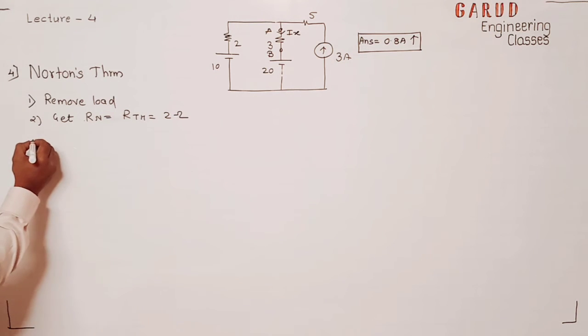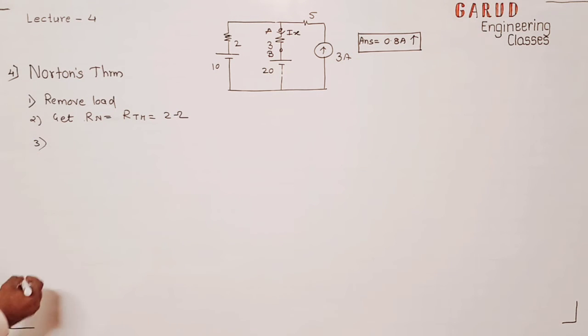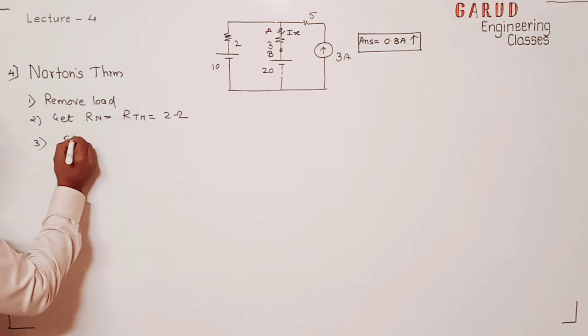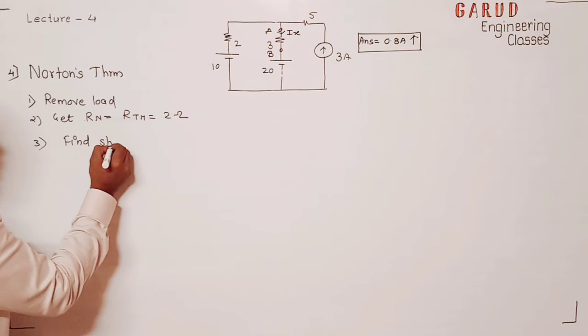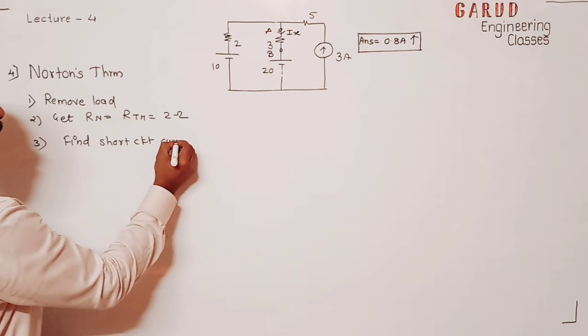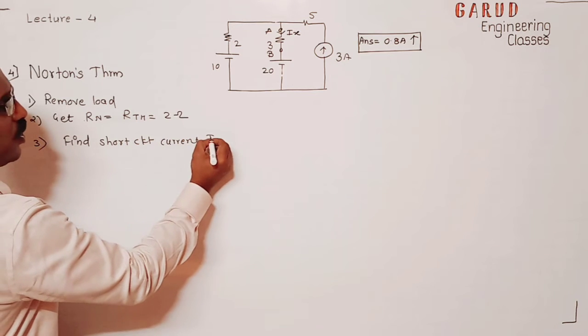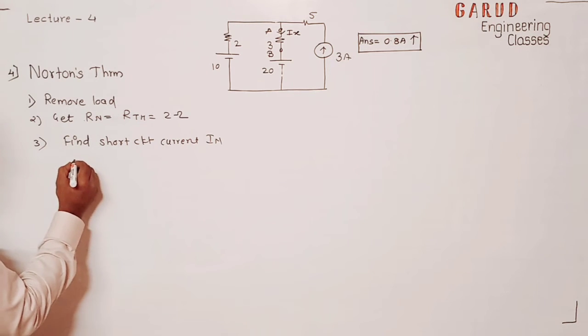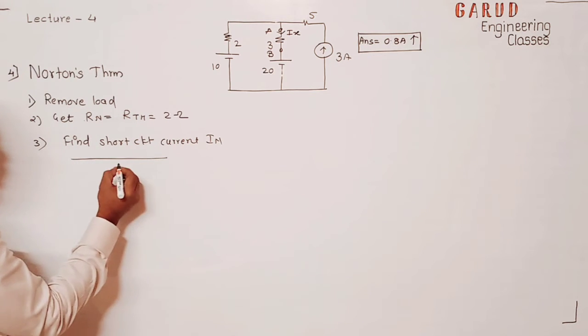Okay. Step number 3: find the short circuit current. What was step 3 in Thevenin's theorem? Get the open circuit voltage, or get VTH. Correct? Here it is the short circuit current we have to find. So find the Norton current, or short circuit current. That current is called Norton current. This is quite an important part.